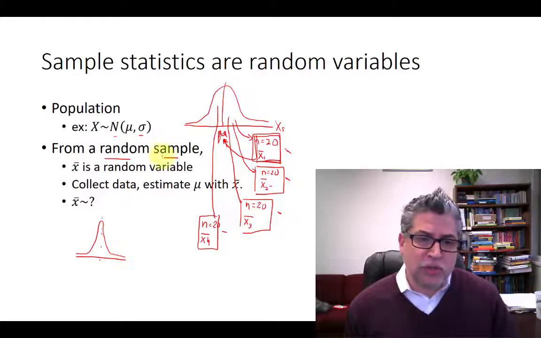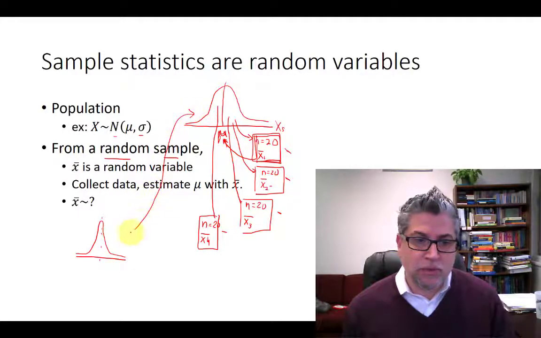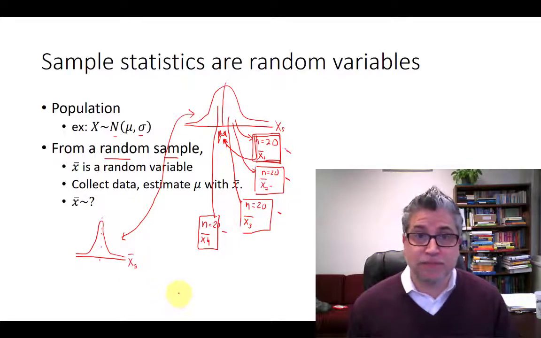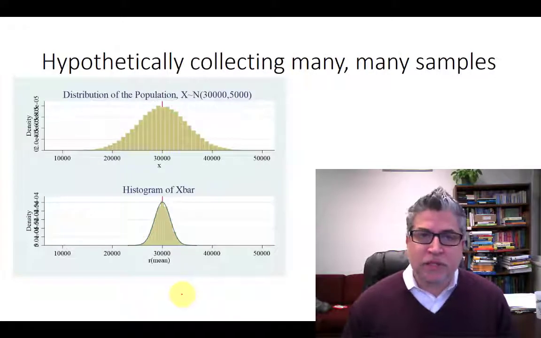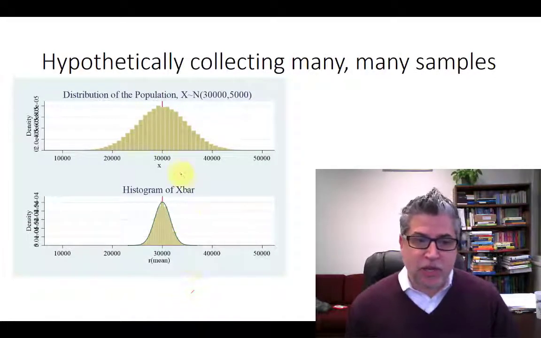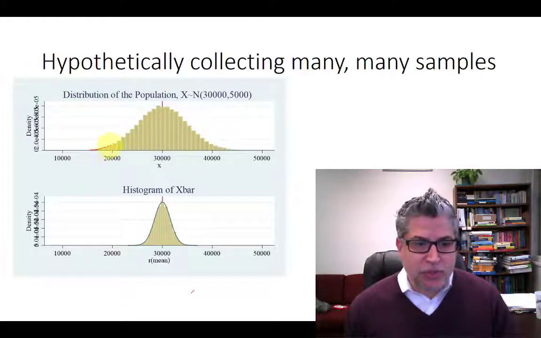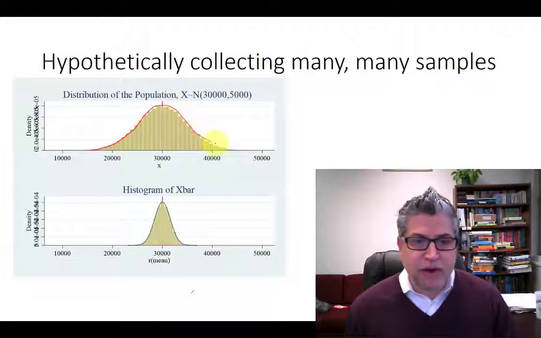And what I'd like to do is explore the relationship between this parent population of X's and this distribution of sample averages. So I went into my statistical software and I ran a simulation, and I'd like to talk you through some of the results. So here I've got the distribution of income in the United States. This is my parent distribution.